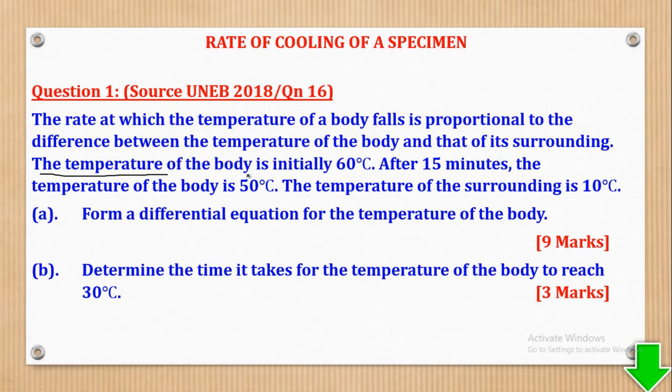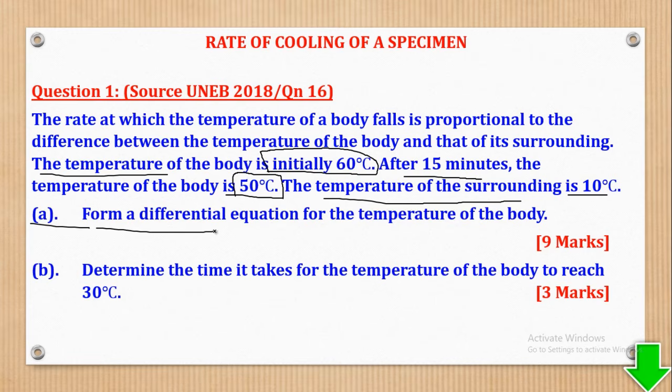The temperature of the body is initially 60 degrees Celsius. So initially means when t is 0, temperature is 60 degrees Celsius. After 15 minutes, the temperature of the body is 50 degrees Celsius, meaning that when t is 15, temperature is 50 degrees Celsius. The temperature of the surrounding is 10 degrees Celsius. Part A, form a differential equation for the temperature of the body. And part B, determine the time it takes for the temperature of the body to reach 30 degrees Celsius.